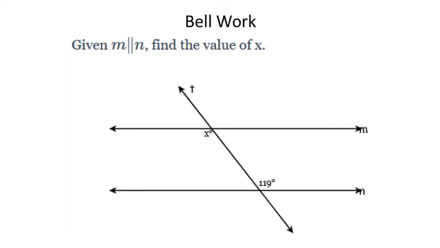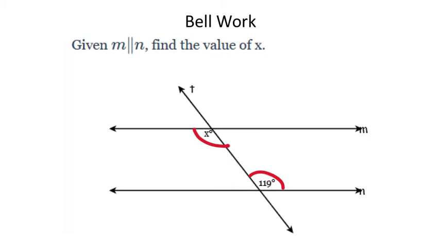This bellwork says that lines M and N are parallel. That's what this means right here. We're going to find the value of x. And the first thing I notice between these two angles right here, we've got an angle x and this 119-degree angle, is that they are sandwiched between lines M and N, the two parallel lines that were given to us. And we do have this line T, the transversal, going through the two parallel lines.